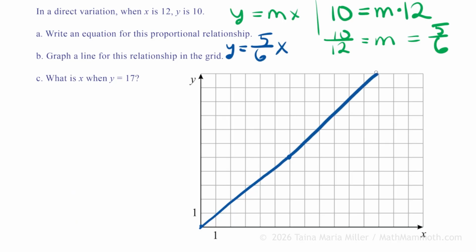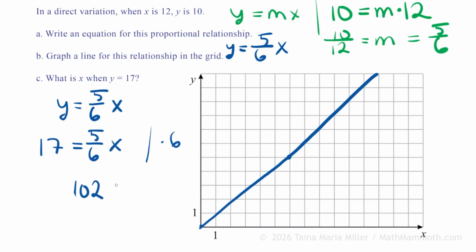Something like that. And then lastly, what is x when y is 17? Okay. We have this equation. When y is 17, let's put it here. 17 equals 5/6 times x. So now what? Multiply by 6. We get 102 equals, and over here 6 times 5/6 is just 5x. Divide by 5.